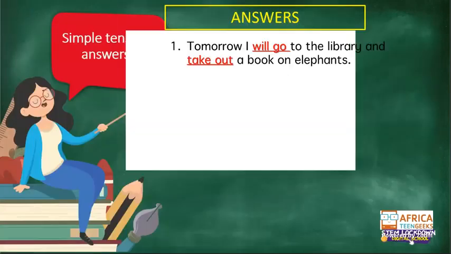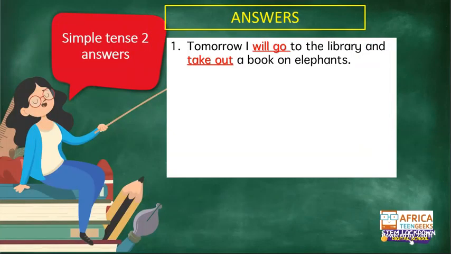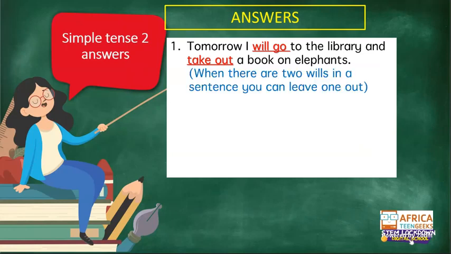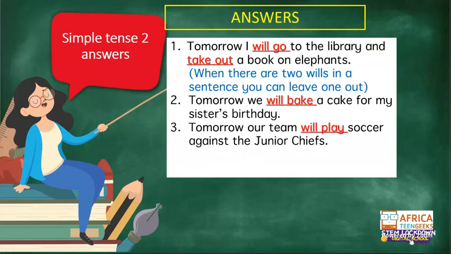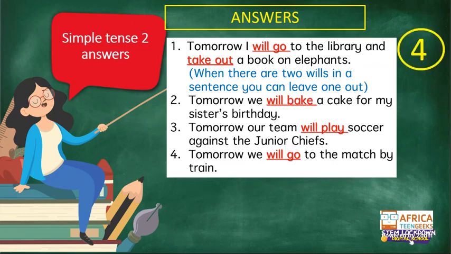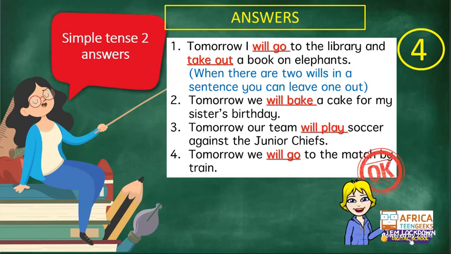So here were the answers. We'll go and take out. And I was very pleased to see that you got it right, because when there are two wills in a sentence, you can leave one out. So that was excellent. We will bake a cake. Tomorrow our team will play. Tomorrow we will go. Good. So give yourselves a mark out of 4. Got that? How did you do? Yes, Melody, that was lovely. Well done. Right, let's go on.